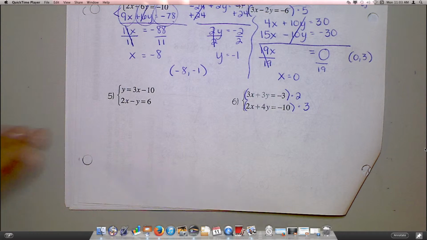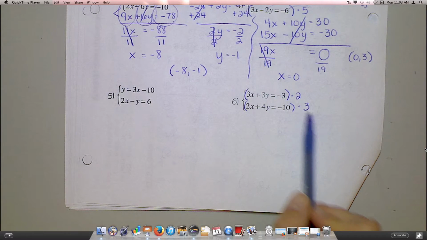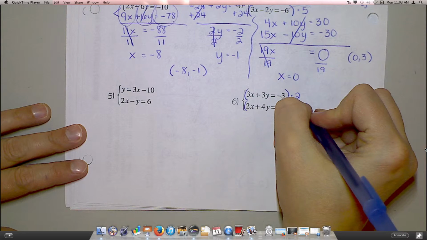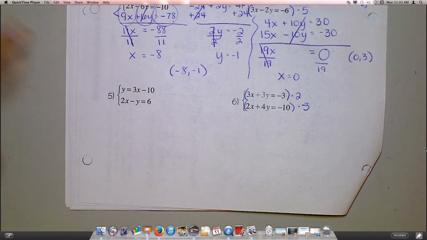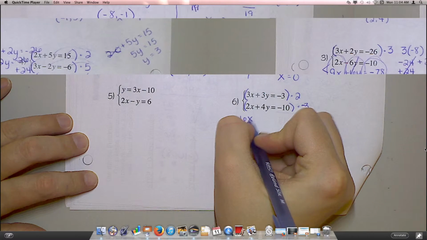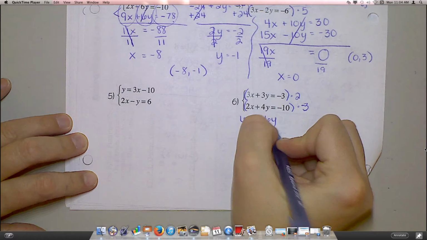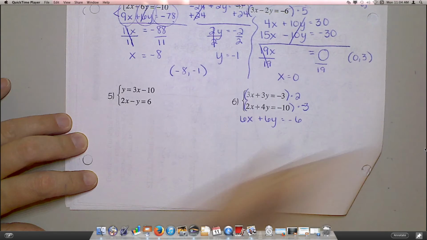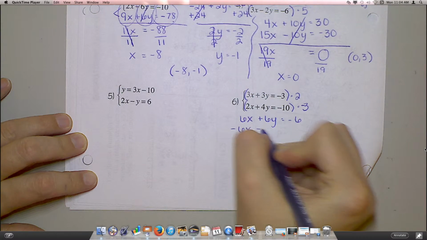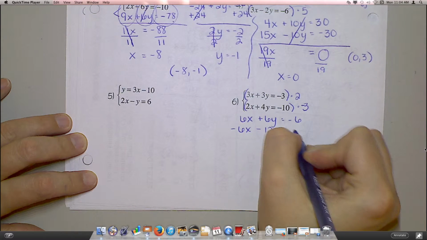No, I need a 6 and a negative 6. So I can just make either one of these numbers negative. It doesn't matter which one. I heard a lot of people saying make the 3 negative, so that's fine. It would still work if you had made the 2 negative. So let's distribute now. On the top I would end up with 6x plus 6y equals negative 6. On the bottom I would end up with negative 6x minus 12y equals positive 30.